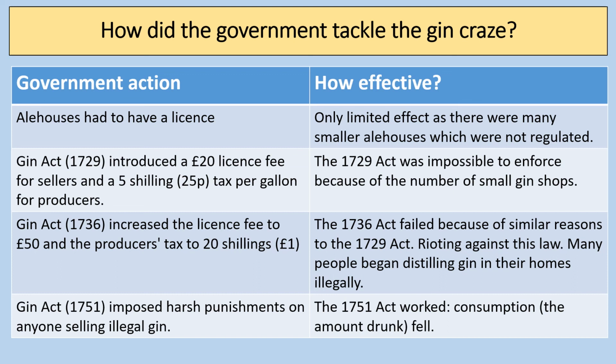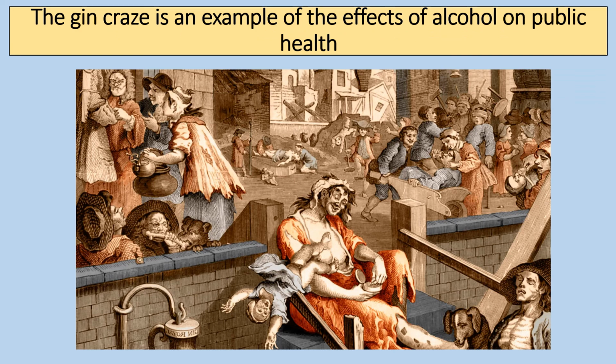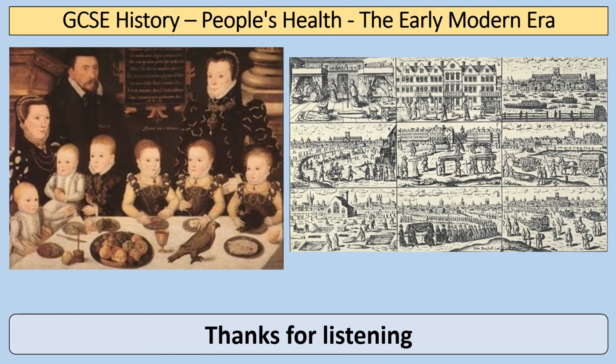Rioting happened against the law. Many people began distilling gin in their own homes illegally. And then the Gin Act of 1751 imposed harsh punishments on anyone selling illegal gin. And the consumption of gin fell after that. And that actually worked really, really well. Although, as we'll find out, with industrial times, there was still a problem of alcohol during the Industrial Revolution. And there you can see a very famous cartoon produced about the shocking impact of the gin craze during this time.